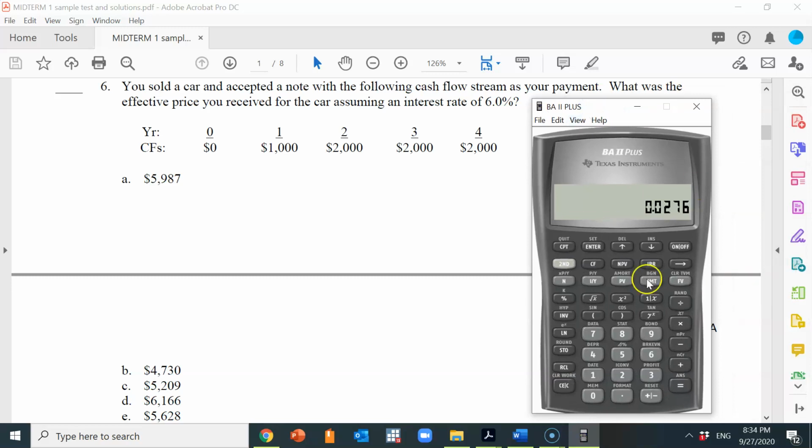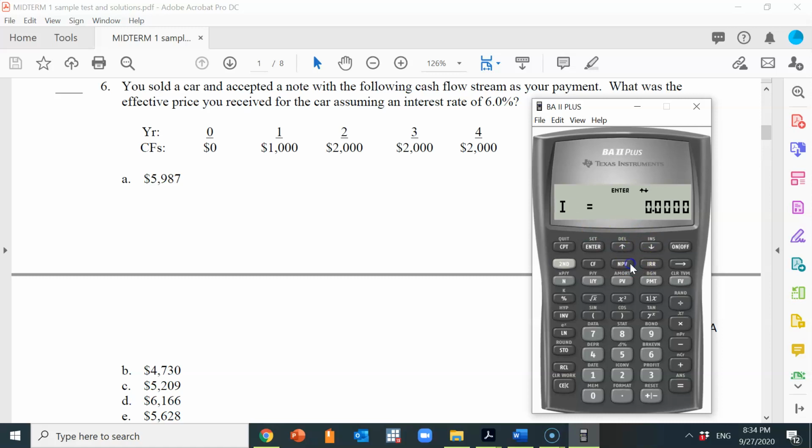We need to use the cash flow function, and for cash flow 0, it should be 0. Enter. Down button. Cash flow 1 should be 1,000. Enter. Down button. Frequency 1. Cash flow 2 should be 2,000. Enter. Down button. Frequency 2 should be 3 because we have 3 2,000s. Down button. We should not have cash flow 3, so let me enter it as 0. Cash flow 4, 0. Come back to cash flow 0, nothing else.